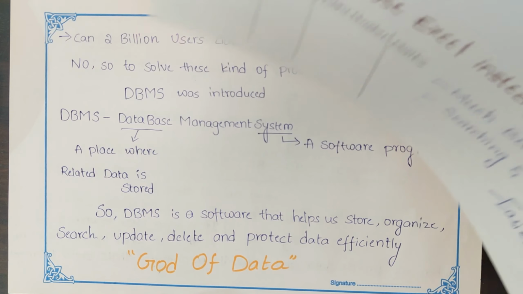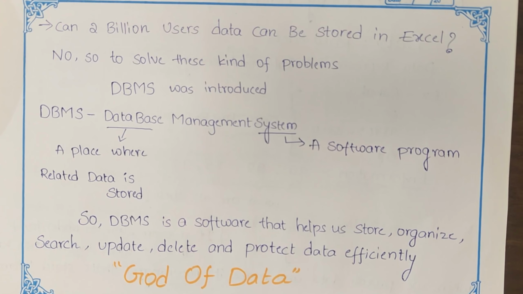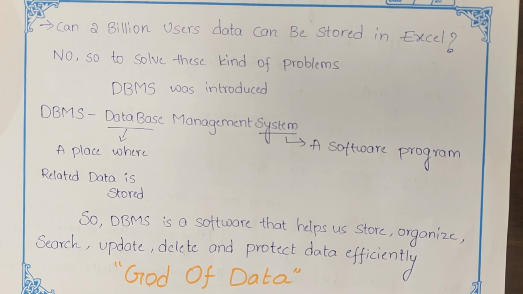But if we want to use 2 million people's data, can it be stored in Excel? No, right? For handling large amounts of data, it has some limitations like data storage, safety, backup and security control. To solve these kinds of problems, DBMS was introduced. DBMS stands for Database Management System. Here, database means a place where related data is stored, and management system means managing that data using a software. DBMS is a software that helps us store, organize, search and protect data efficiently.